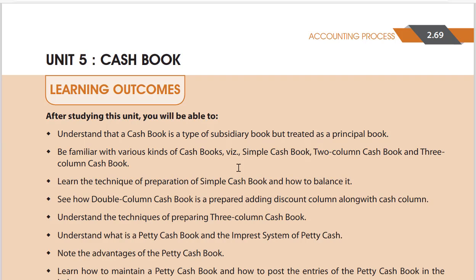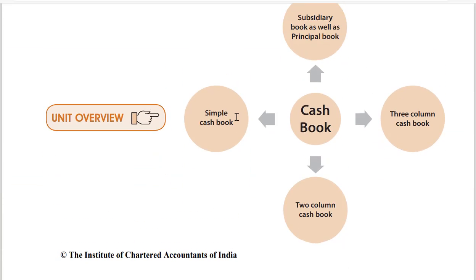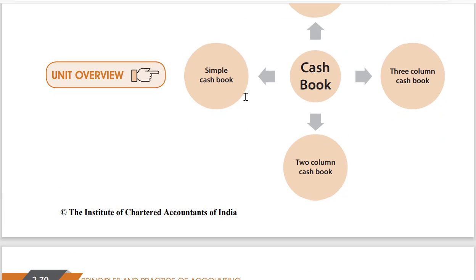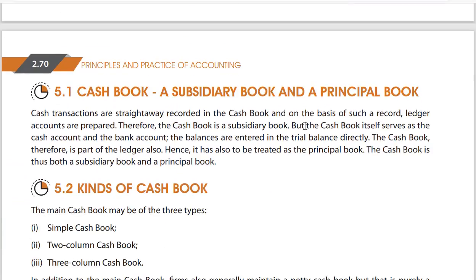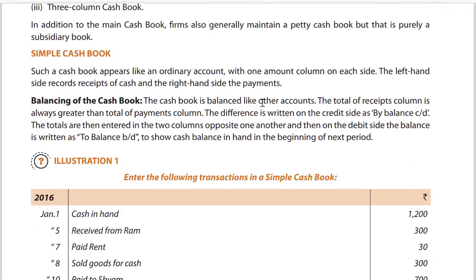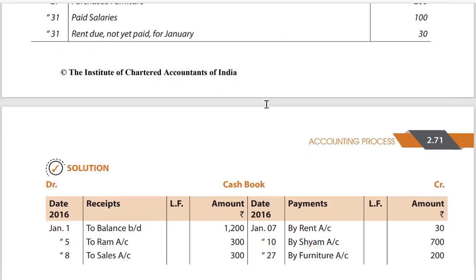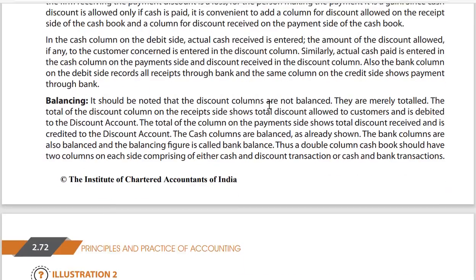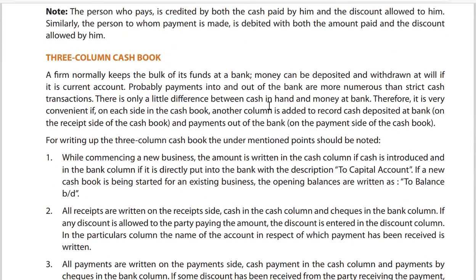Students, let's see what we have covered in this. Just see it from ICI Study Mat. This is Unit 5 Cash Book. We have covered simple cash book, 2-column cash book, 3-column cash book, and we have also learned that it is subsidiary book as well as principal book. Kinds of cash book we had already seen in detail. This is a format of simple column, double column, and triple column cash book.